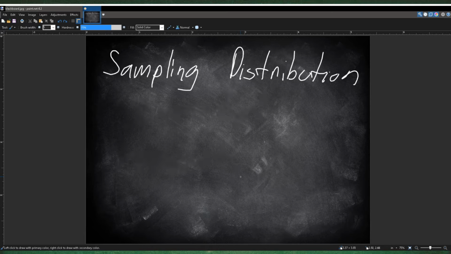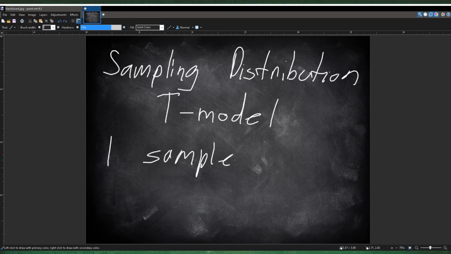Other than Z models, the next thing that you'll learn would be the T model. This would be covered in chapter 3, and there are 3 types of them. There's a one sample, a 2 sample, and a paired.